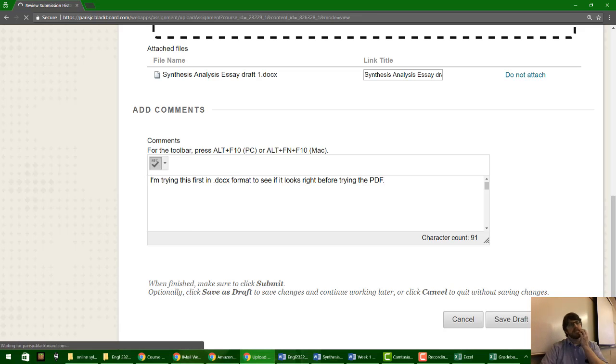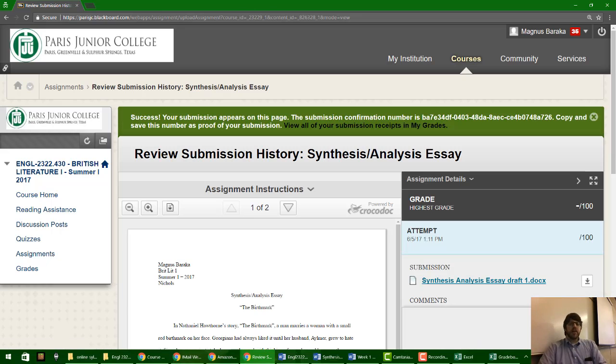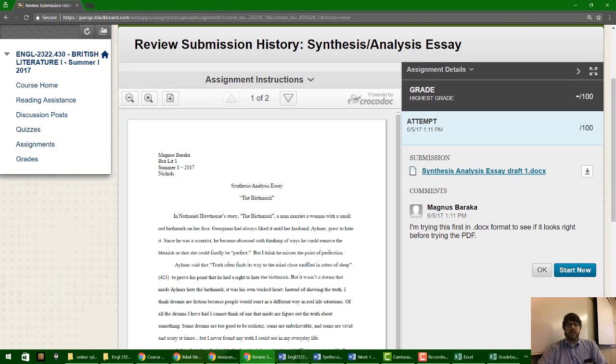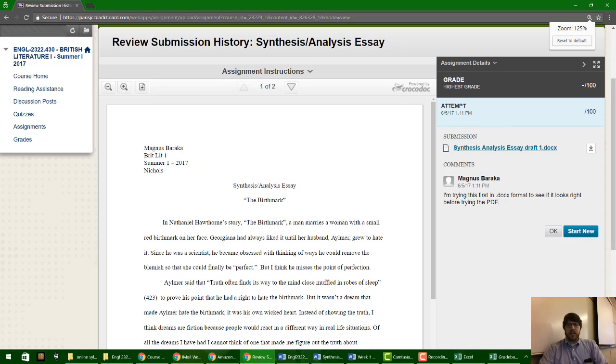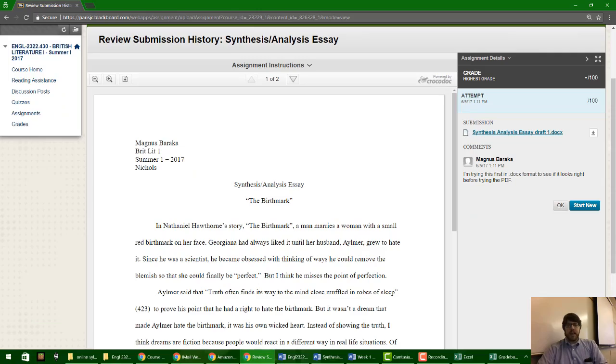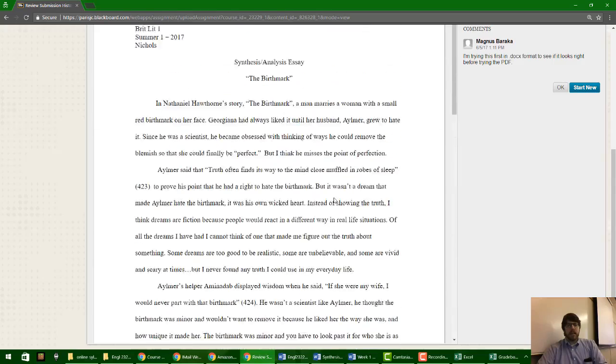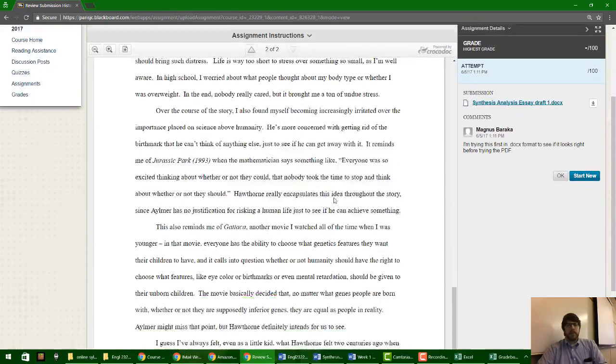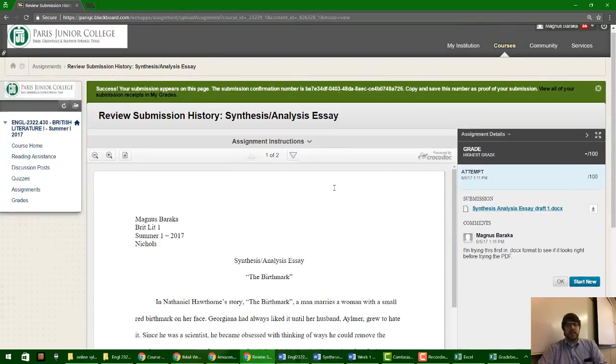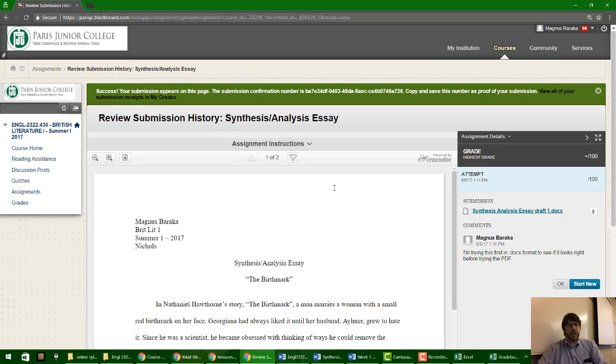And I'll hit submit. In the summertime, it should go fairly quickly in terms of getting you your plagiarism report. But one thing I want to show you just right now is I'm going to zoom out a little bit and show you that it's always going to put your paper in a viewer and show you what it looks like in its final form. So you can see here that it's completely right. It doesn't need to have it submitted in any other format.